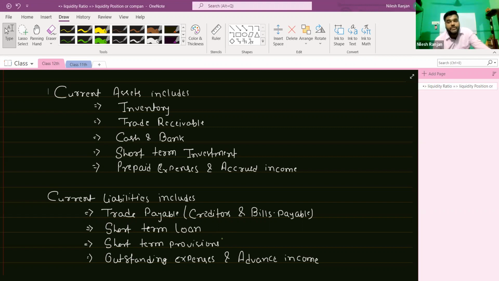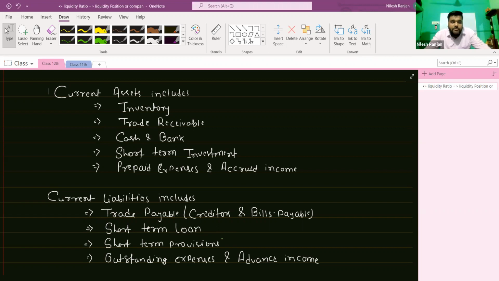Same with the trade receivable, like debtors. Let's say you sold some goods on credit to someone. Let's say you sold goods to me, Nilesh Ranjan. Then you want to receive the money from me for that sale as soon as possible. Yes or no? Yes, sir. Because you sold the goods on credit, you want to receive the money as soon as possible. That's why trade receivable is also included in current assets, because your intention is to receive money as soon as possible.